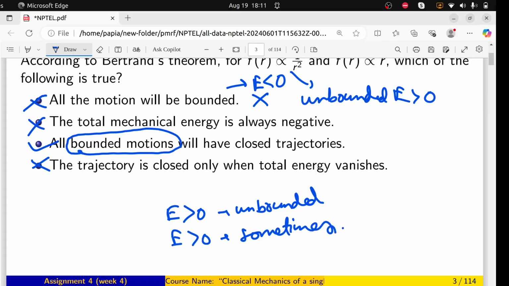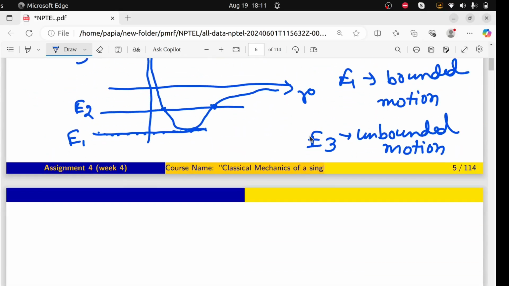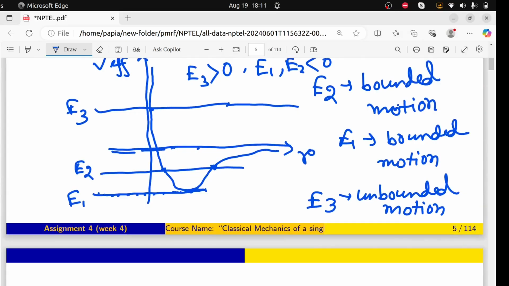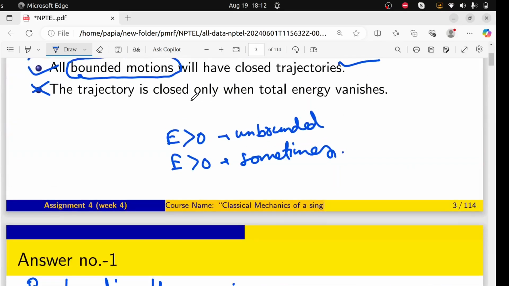All bounded motions will have closed trajectory. That is the actual statement of Bertrand's theorem. All the trajectory is closed only when total energy vanishes. No, that is also not correct, because total energy vanishes means this point, energy is 0. But we can have a less negative energy. In that negative energy condition also we can have the bounded motion, and because bounded motion is there, we are having the closed trajectory. So the trajectory is closed only when the energy vanishes. That is also not correct. Okay.